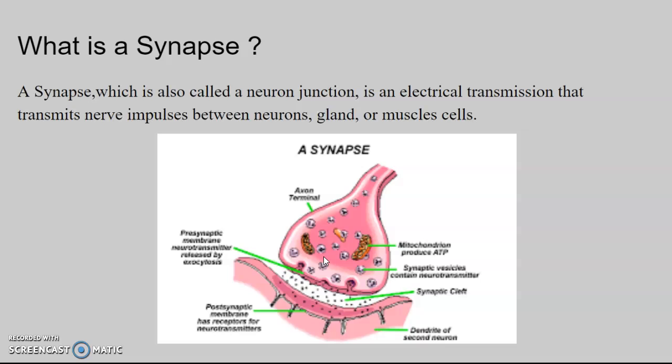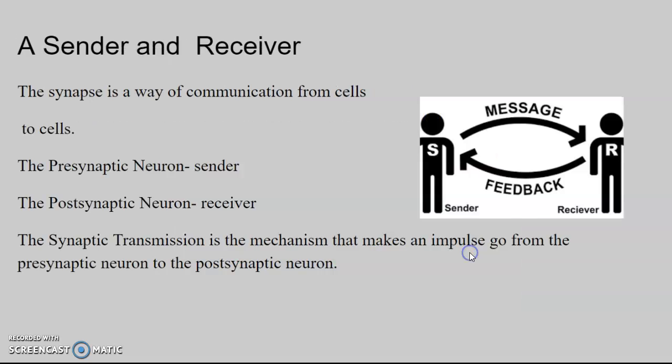A synapse is where neurons communicate with other cells. A synapse is also called a neuron junction. And here's a picture of what the synapse is, which we'll be discussing in the following slides in more detail.